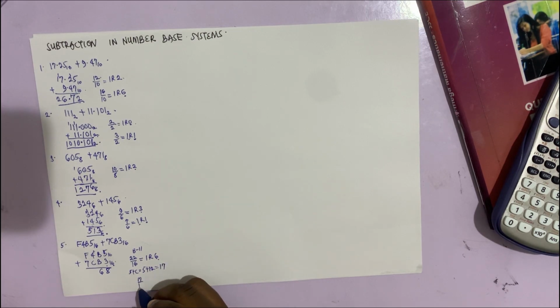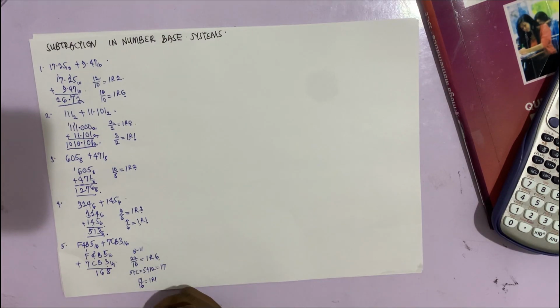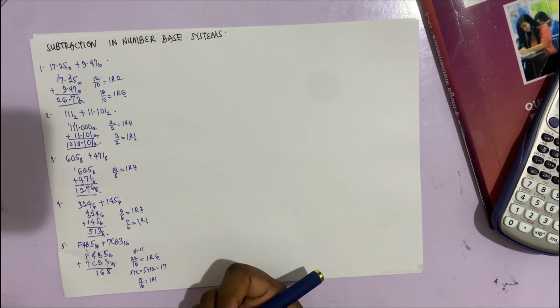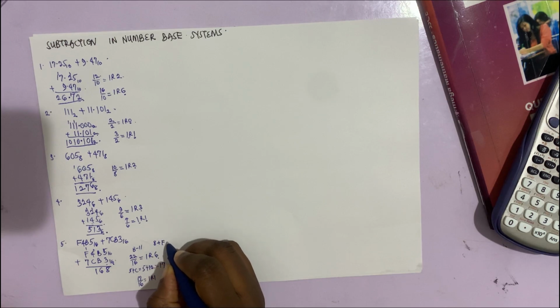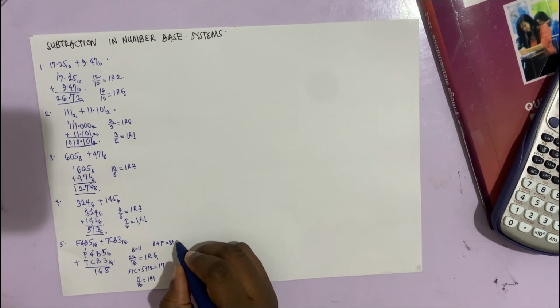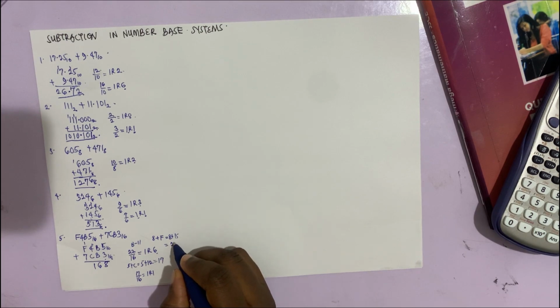And 17 divided by 16 will give us 1 remainder. So we write 1, we carry over this. So 7 plus 1 is 8. And 8 plus F, that's 8 plus 15, and that will give us 23.